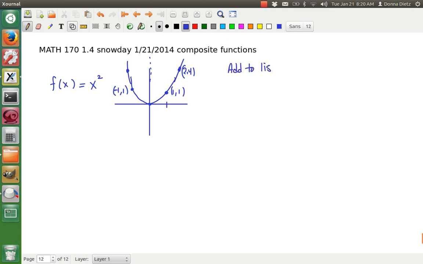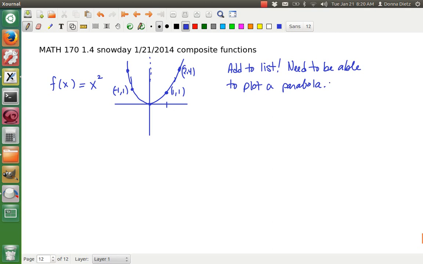I'll mention this in class again. I left it off the list. I'm sorry. But you need to be able to plot a parabola. I did say you had to plot cubics and lines, but somehow that one got left off the list.